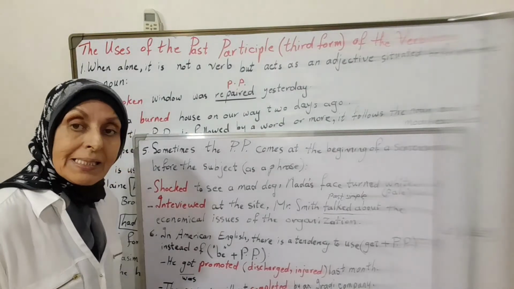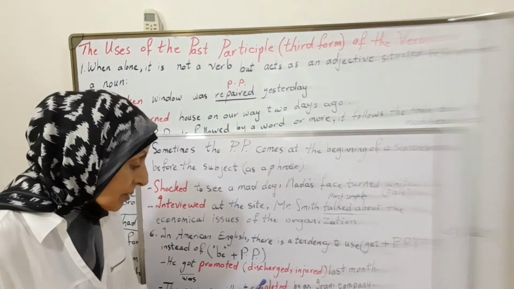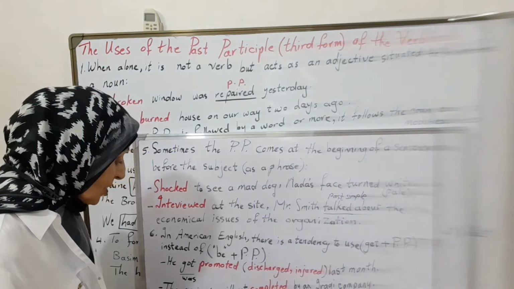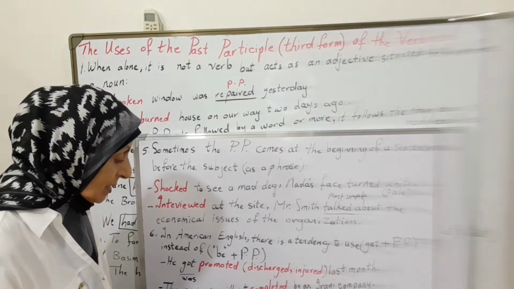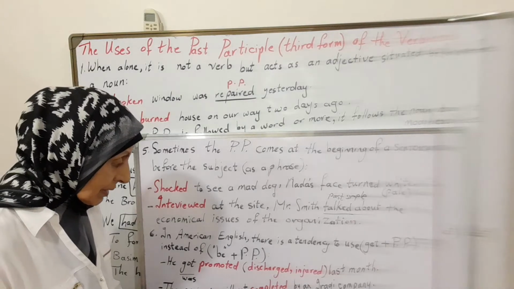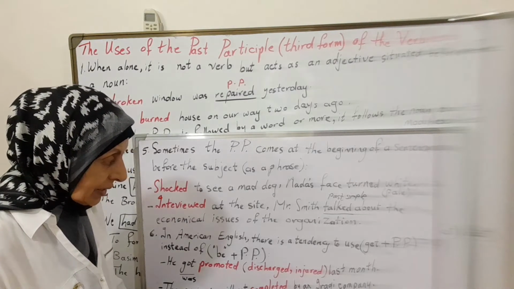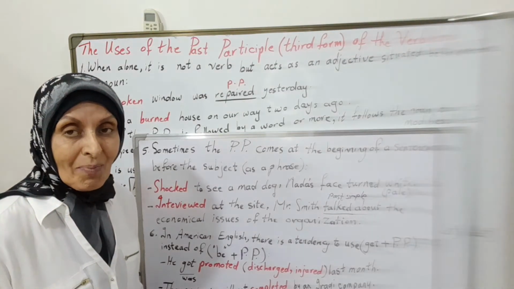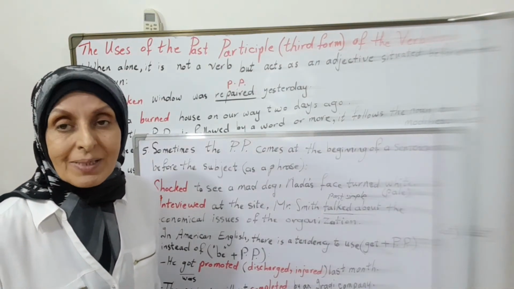The projects will get completed by an Iraqi company. The projects will get completed. It means will be completed by an Iraqi company. This is as far as I remember of the past participle uses.